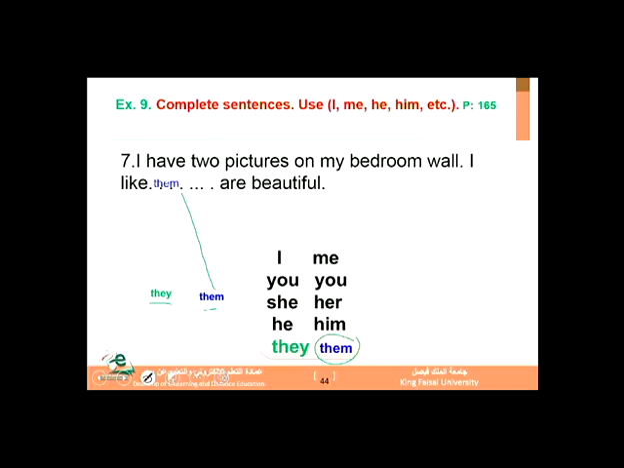Now look, we are going to start another sentence. Are beautiful. What are beautiful? The 2 pictures are beautiful. But what is the pronoun that can express the 2 pictures? Exactly. It is the pronoun they. They are beautiful. The 2 pictures are beautiful.